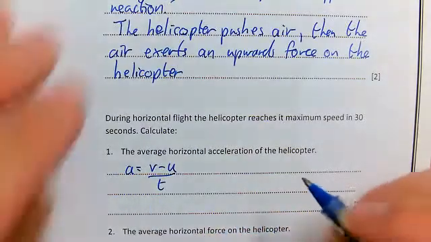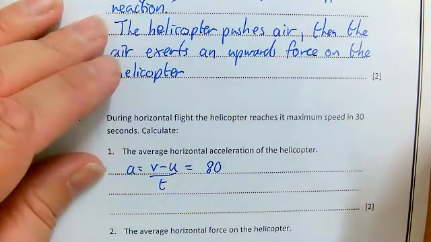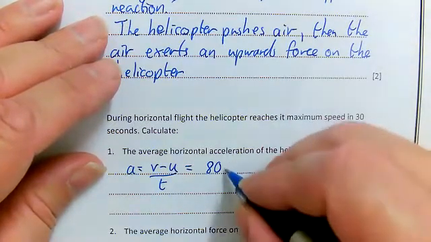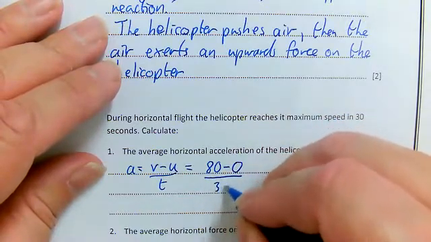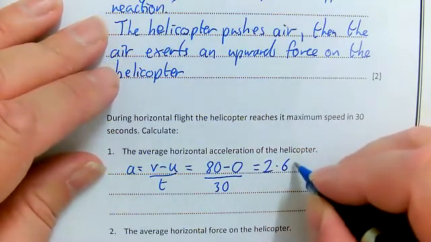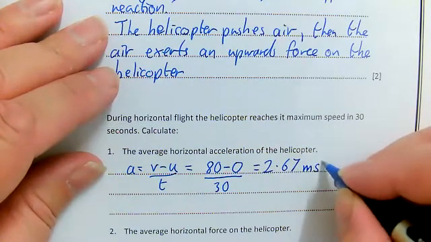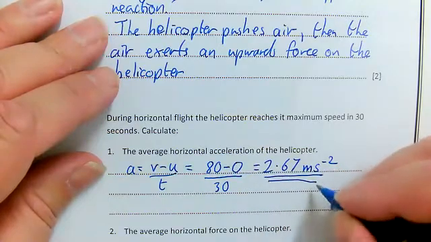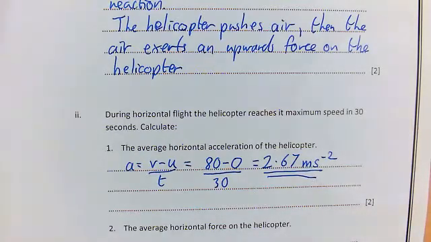We want to work out what a is. So v is 80. We're assuming it reaches maximum speed from rest. So that's 0 over t, which is 30. So it's 80 over 30, which is about 2.67 or 2.7 meters per second squared, which sounds about right. Anything above about 10 meters per second squared, I think it starts to get a bit unrealistic unless it's propelled by jet engines or a rocket.